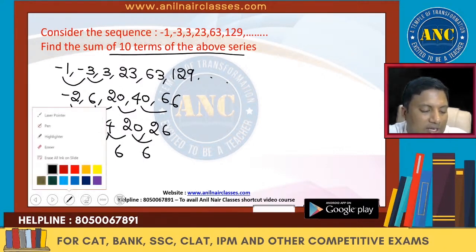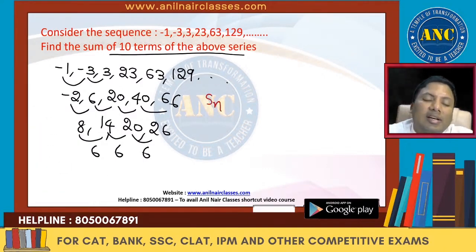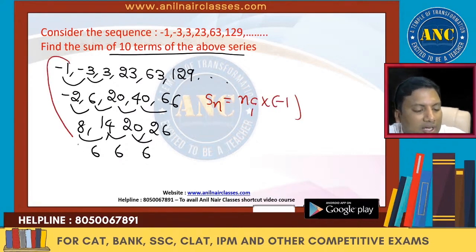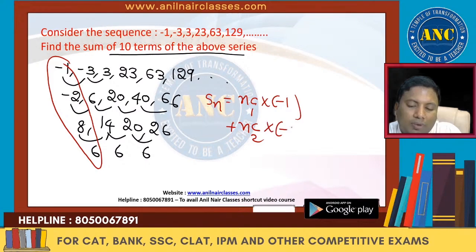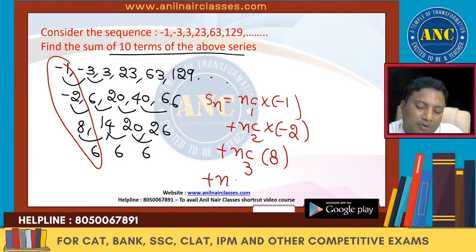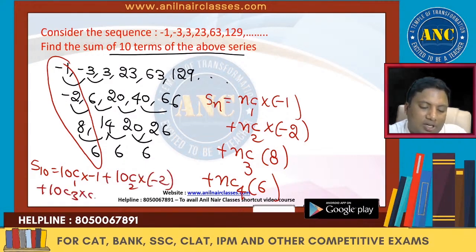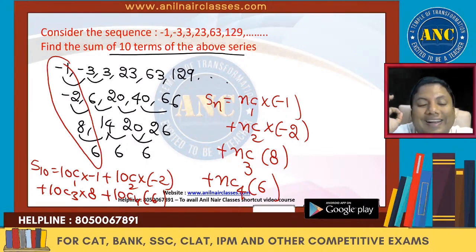How to do it? Sn is nC1 into A, so nC1 into only the first terms, our entire idea. nC1 into minus 1 plus nC2 into minus 2 plus nC3 into 8 plus nC4 into 6. Finish. Direct single step. So sum of 10 terms is nothing but 10C1 into minus 1 plus 10C2 into minus 2 plus 10C3 into 8 plus 10C4 into 6. Solve this value and get the answer. I hope the idea is clear.